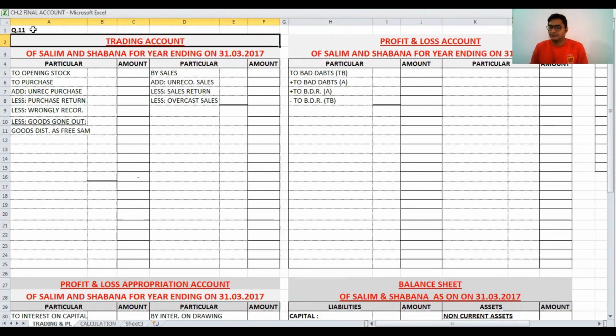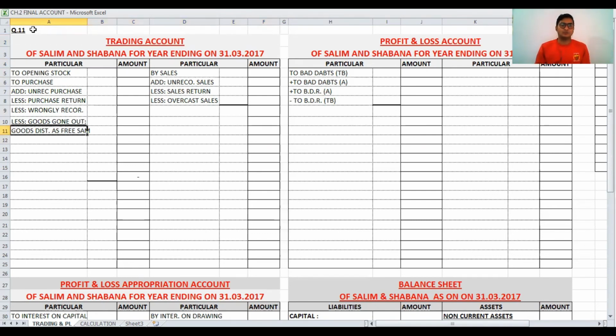It means Salim withdrew goods. If goods are going out in any way, we have to write on the debit side of the trading account: goods withdrawn for personal use, and the amount, that is 4,000. That 4,000 we have to deduct, less.